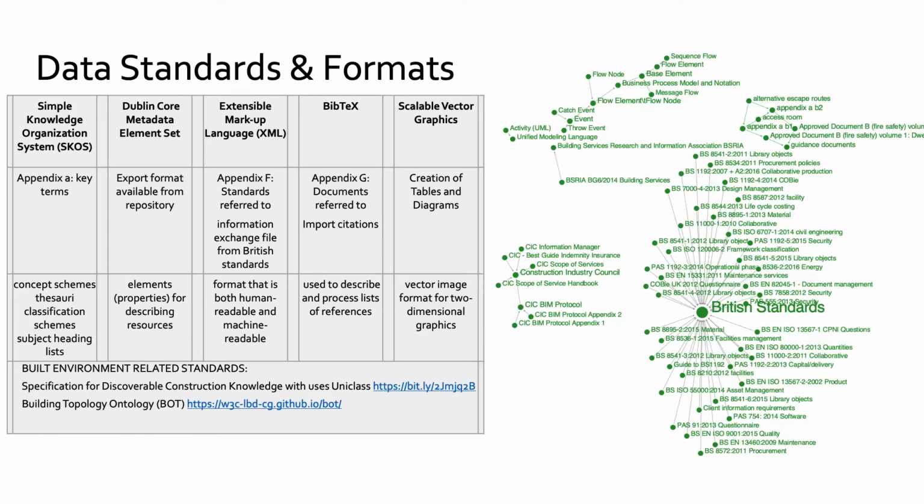So here are a list of some of the standards that were used in this project. The first one is SCOS, and that was used to create the key terms from Appendix A. The next one is a Dublin Core standard, which is an industry standard. This could be used as an export format from the repository.